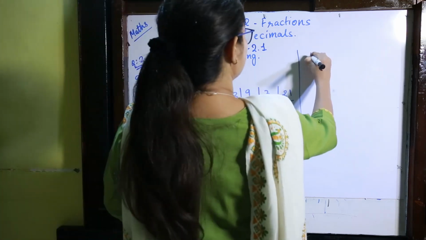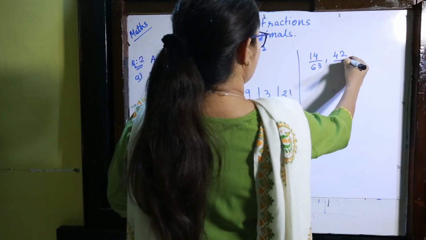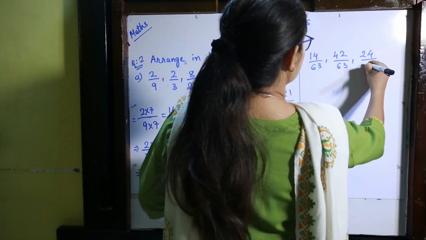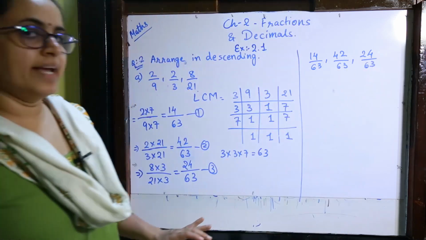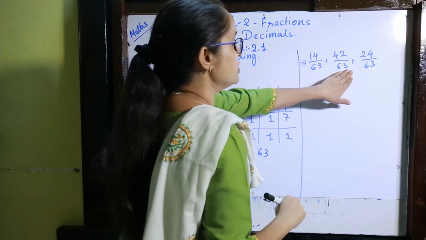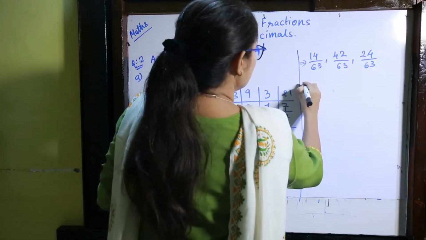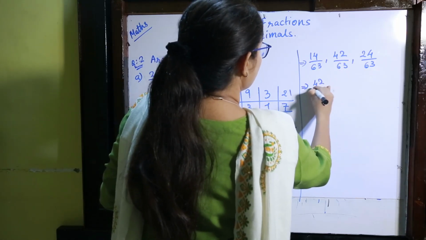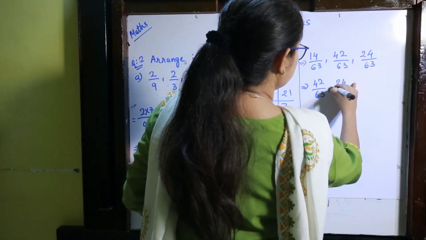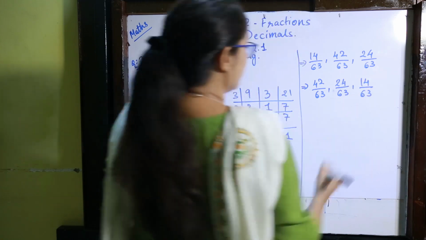So it is like this: 14 upon 63, 42 upon 63 and 24 upon 63. Now you have to arrange these three in the descending order, that means bigger to smaller. So which one is bigger? 42 upon 63, because 42 is a bigger number. So it will be like 42 upon 63, then 24 upon 63, and the last one is 14 upon 63.